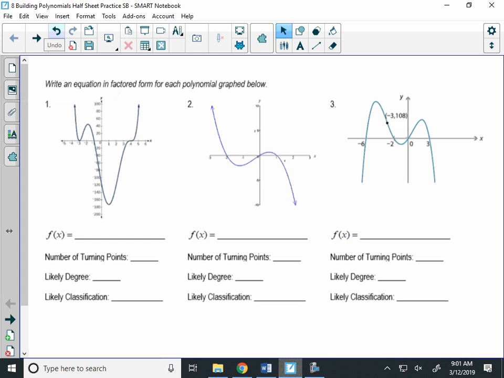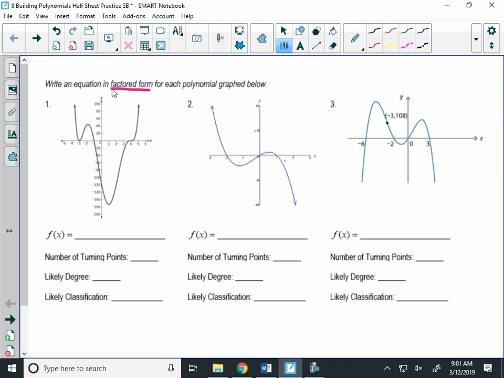Alright, so here is the half sheet video for building polynomials. This is review for your building polynomials quiz. What we have is that we're going to start with 3 different graphs, and we're just going to write the equation of these graphs in factored form.